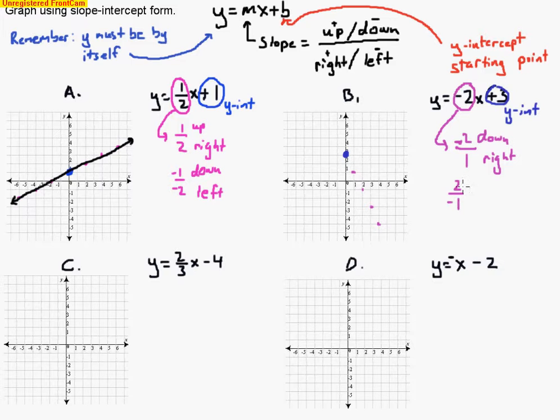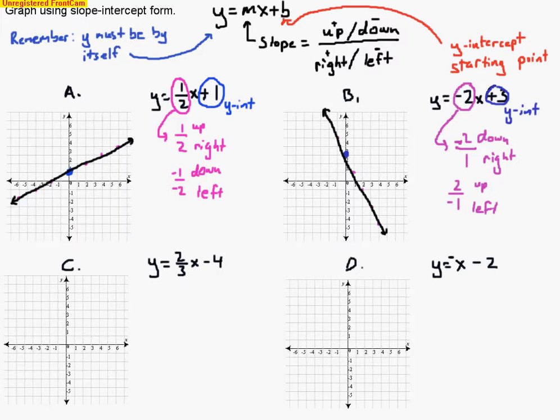So I could go up 2, and then I could go to the left 1 space. So up 2, left 1, up 2, left 1. And I'd still end up on that same exact line. So we'll go ahead and draw a line through those points. Again, remembering to extend that line past the points that are there, and then also putting some arrows at the end signifying that the line goes on forever in those directions.